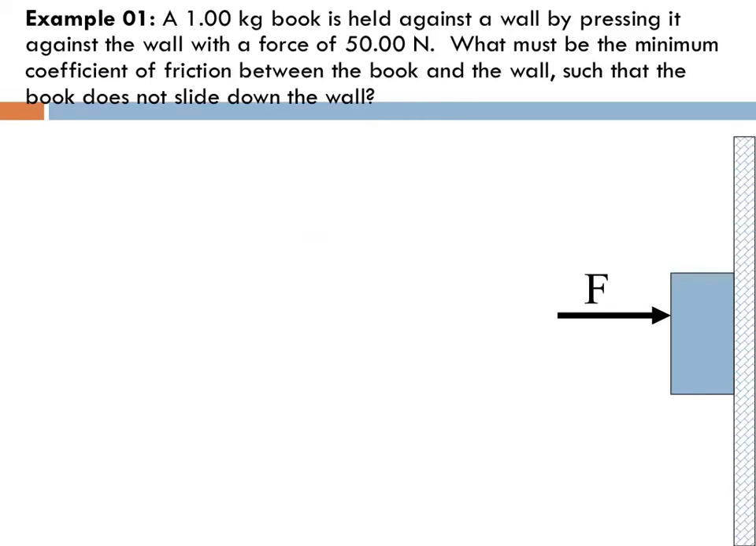In this problem, a 1 kilogram book is held against a wall by pressing it against the wall with a force of 50 newtons. What must be the minimum coefficient of friction between the book and the wall such that the book does not slide down the wall?